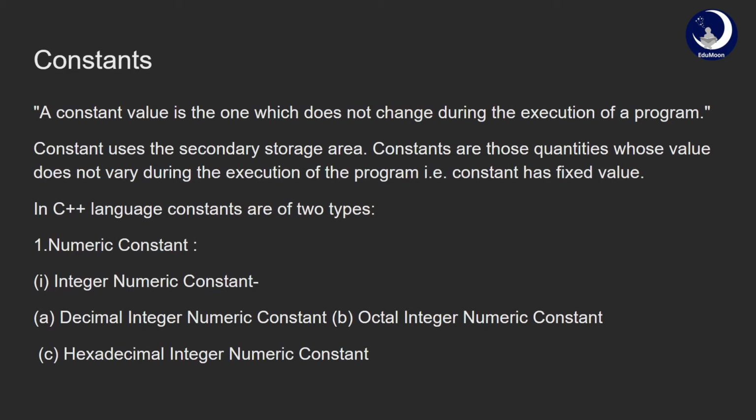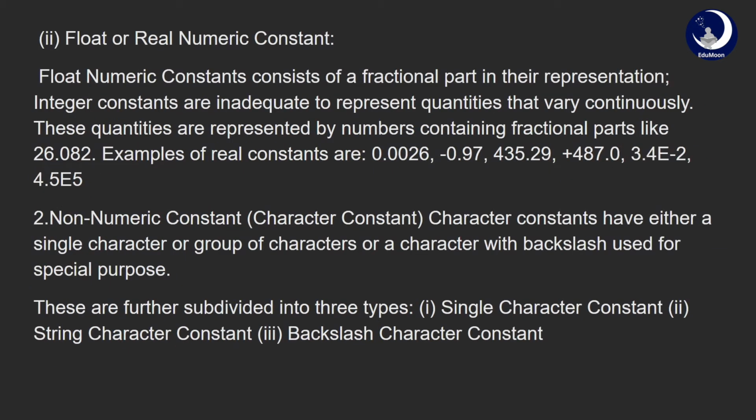In C++ language, constants are of two types. First is the numeric constant and second is the non-numeric constant. In numeric constant, we have integer numeric constants. They are further subdivided into decimal integer numeric constant, octal integer numeric constant, and hexadecimal integer numeric constant. And in the float or real numeric constant, this is basically the type where the number is not an actual integer. That is, it has a decimal point. Float numeric constant consists of a fractional part in the representation.